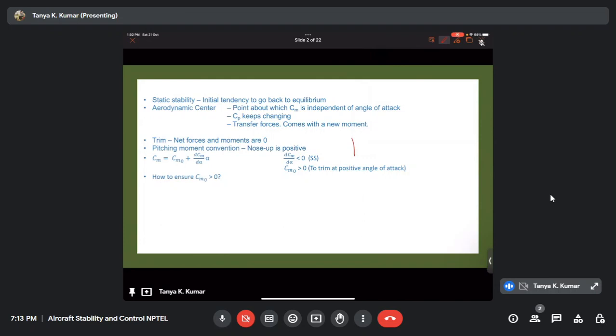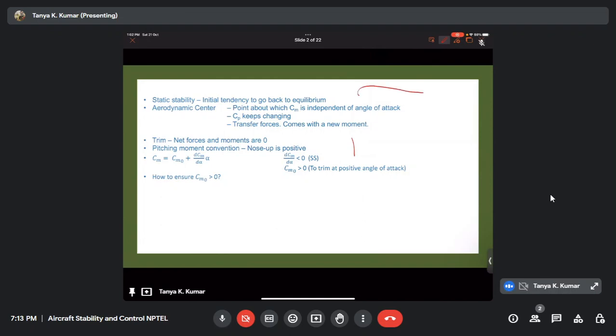Okay. So then we discussed concepts like aerodynamic center. Aerodynamic center is the point about which Cm is independent of angle of attack. So we know our aerodynamic forces are concentrated at a point called Cp, center of pressure. What is center of pressure?